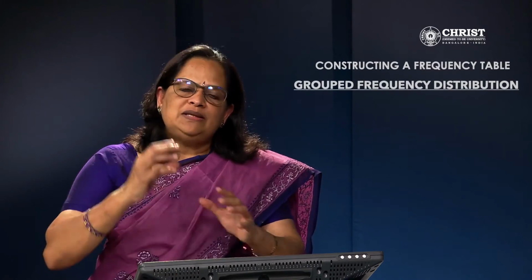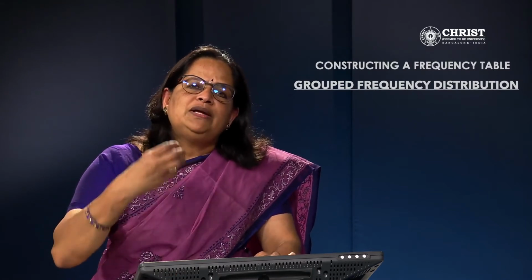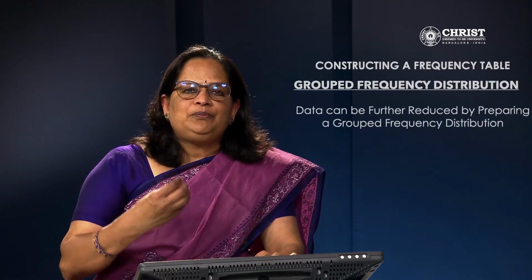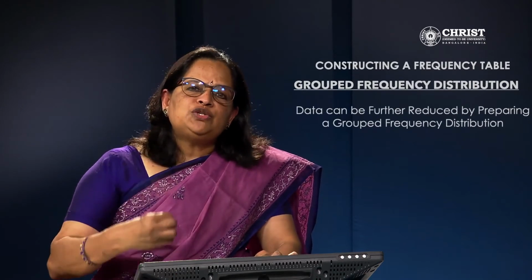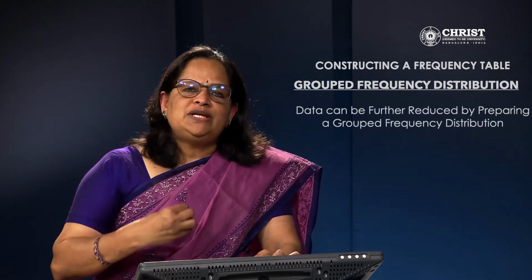Now we are coming to the next point, that is how you construct a group frequency distribution. The previous one is just taking the numbers. You are not dividing it into groups. So if numbers are increasing, then it's very difficult to make any conclusion from that. So we will go to the next level, that is the more simplified one, the group frequency distribution. So data can be further reduced by preparing a grouped frequency distribution.